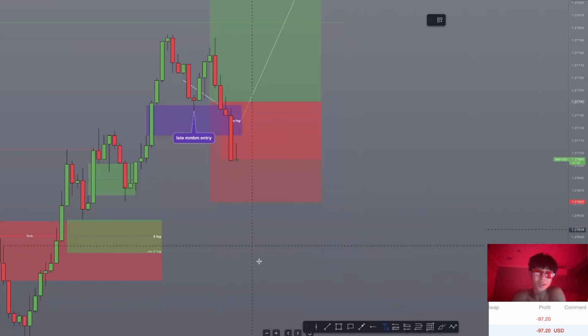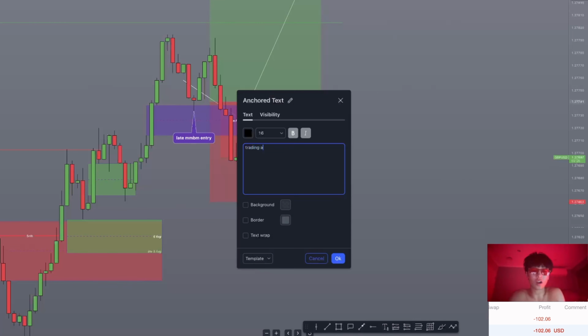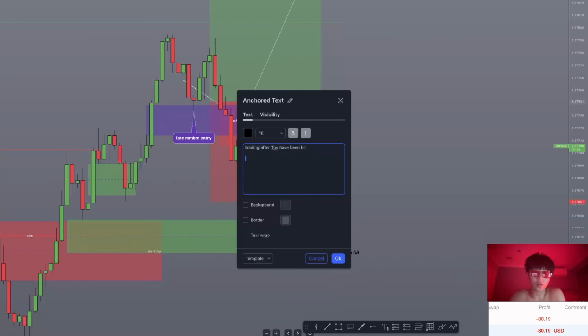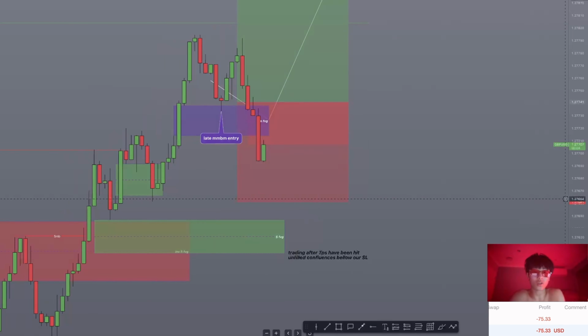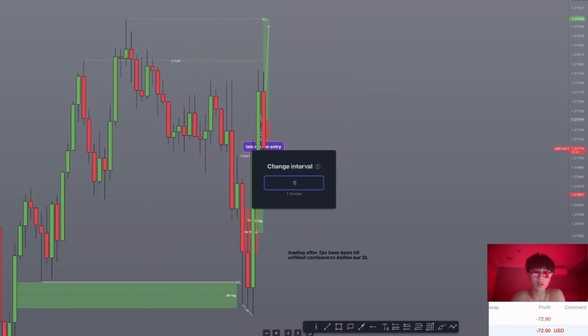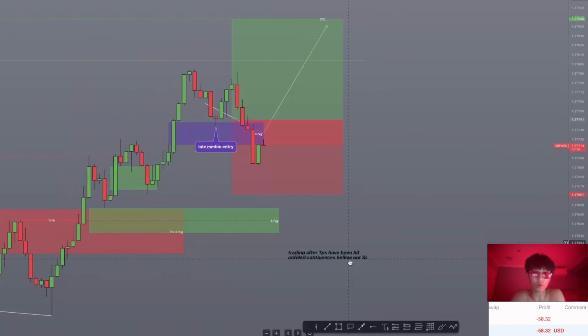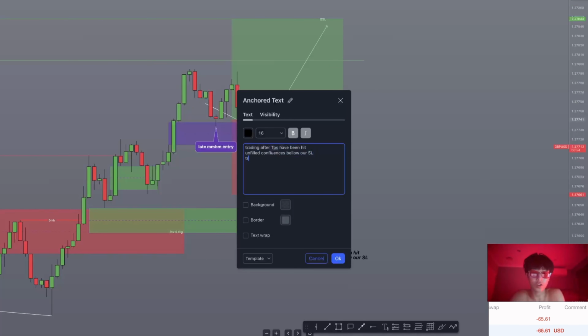What are some of the problems that we did? Trading after TPs have been hit. That's one thing we did wrong, and another thing is trading with a 5 minute fair value gap below our stop loss. Unfilled confluences below our stop loss. Anything else? Trading before we know if the 1 hour is a break or a fake out. Trading before 1 hour confluence.